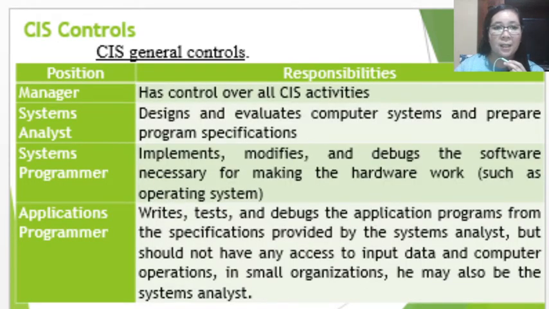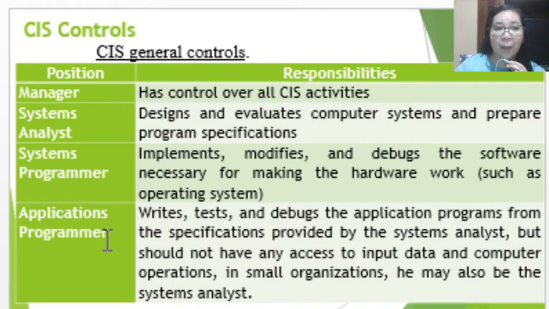So here we have an example. These are the common positions and responsibilities in the CIS department. For the manager, he has the control over all the CIS activities. He is the one who supervises the department. For the system analyst, he is the one who designs and evaluates the computer system and prepares the program specifications. For the systems programmer, his responsibility is to implement, modify, and debug the software necessary for making the hardware work, such as in the case of the operating system.